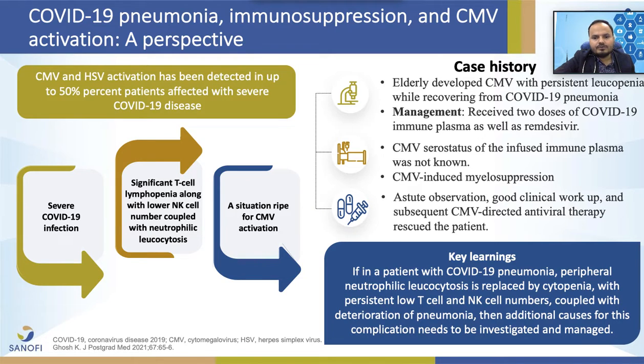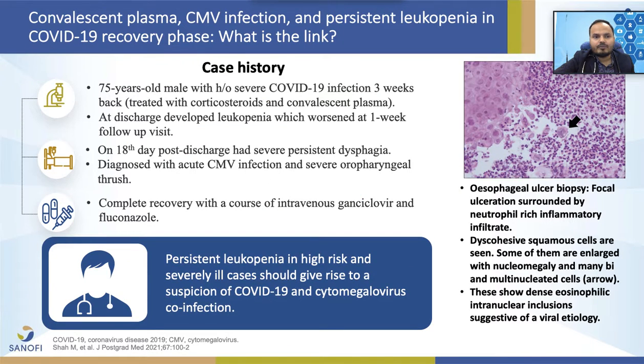So, if in a patient with COVID-19 pneumonia, peripheral neutrophilic leukocytosis is replaced by cytopenia with persistent low T cells and natural killer cells, coupled with deterioration of pneumonia, then additional causes for this complication need to be investigated and managed. This is obvious now.